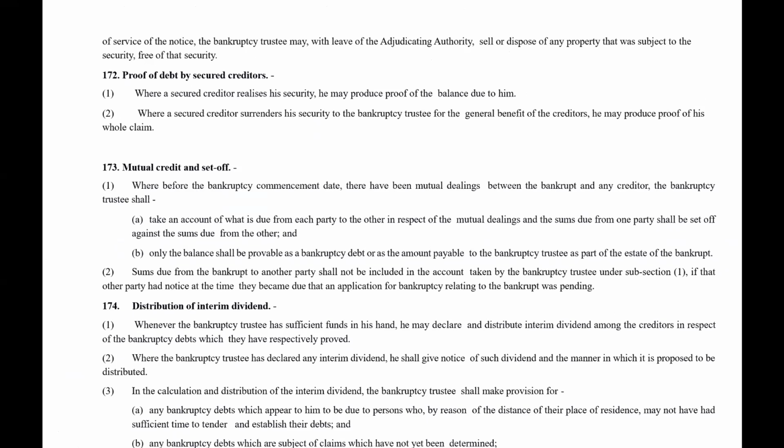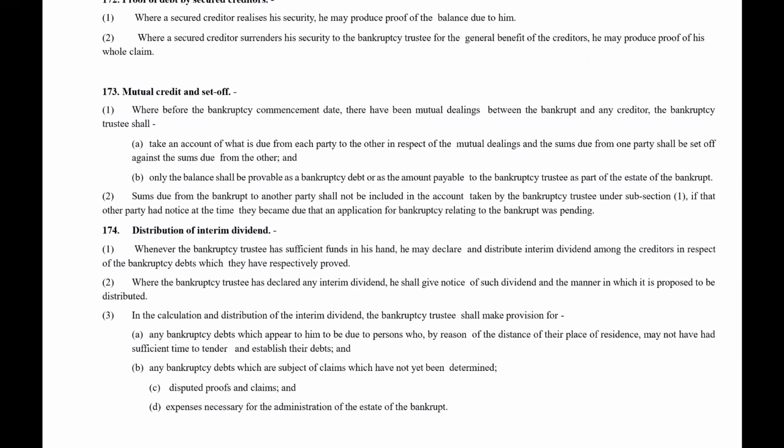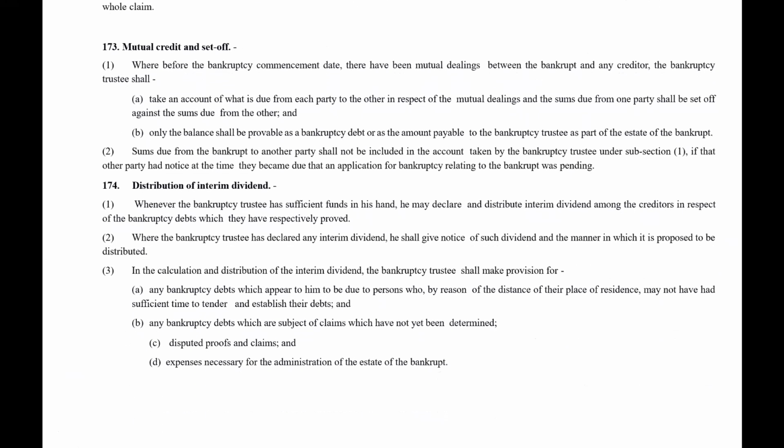174, distribution of interim dividend. So this is something similar to distribution of estate. Whenever the bankruptcy trustee has sufficient funds in his hands, he may declare and distribute interim dividend among the creditors in respect of the bankruptcy debt which they have respectively proved. Where the bankruptcy trustee has declared any interim dividend, he shall give notice of each dividend and the manner in which it is proposed to be distributed.